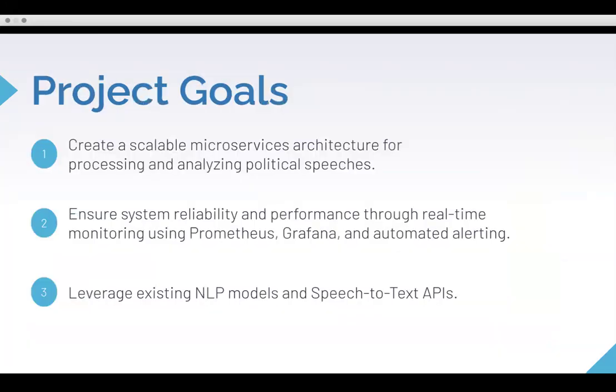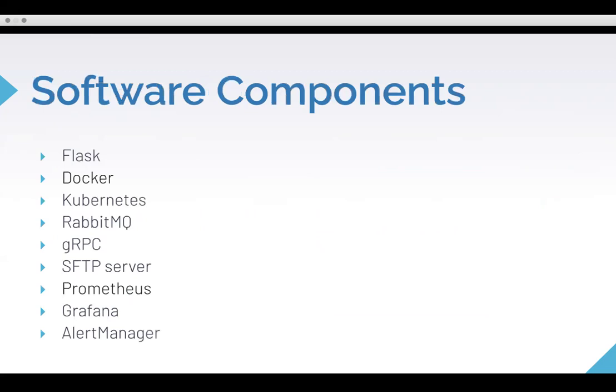There are three main goals for this project. The first one is to create a scalable cloud-based microservices architecture for processing and analyzing the speeches. We followed the separation of responsibilities paradigm to design the system so that we can scale, maintain, and debug the system easily. We ensure system reliability and performance by using monitoring tools like Prometheus, its visualization Grafana, and also Alert Manager for automated alerting. And we also leverage existing NLP models and conversion APIs.